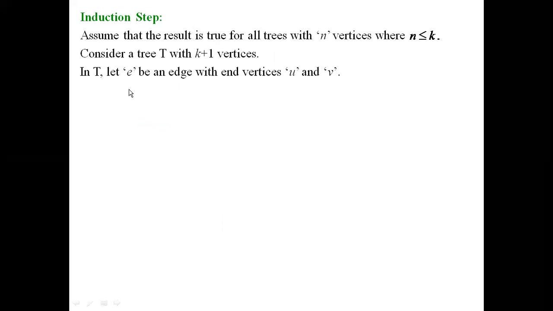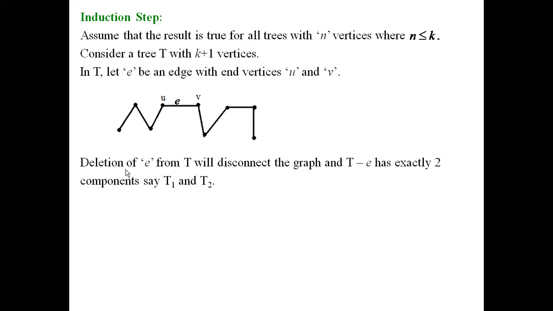Now in tree T, suppose we assume E is an edge with end vertices u and v, as considered in the example here. So I have considered a tree with, say, k plus 1 vertices, and I'm assuming an edge E here whose end vertices are u and v. Now what happens if we delete the edge E? Deletion of the edge E will give us a disconnected graph, and T minus E has exactly two components, say T1 and T2.